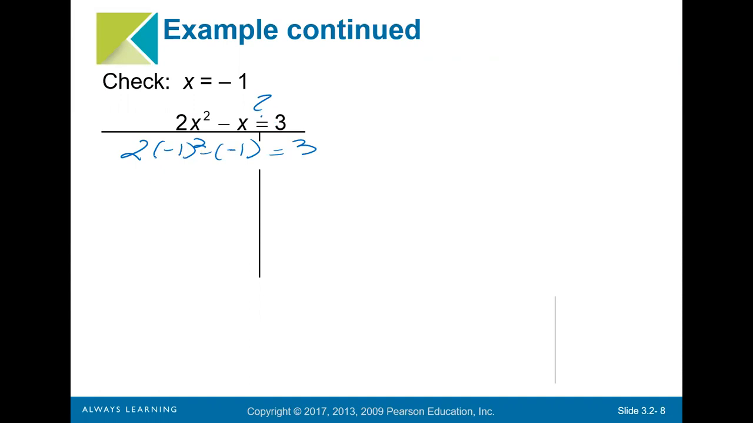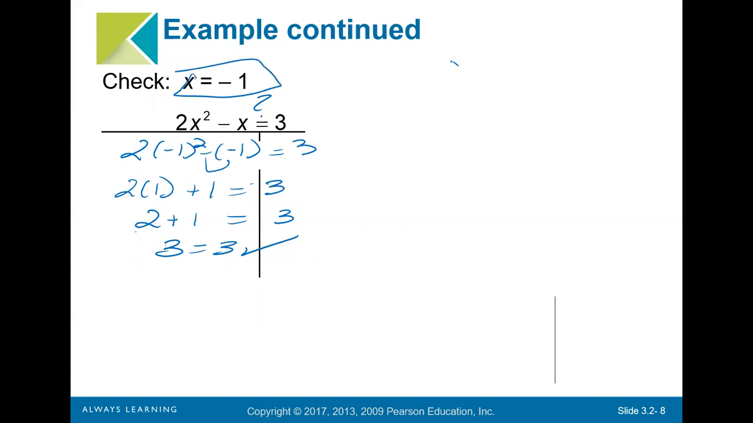So now I have -1 squared. Well, a negative squared becomes positive. So I have 2 times 1. I have negative times negative is positive. So I have 2 times 1 plus 1. 2 plus 1 is 3. Yep, so this is a true solution. Now let's check when x equals 3/2.